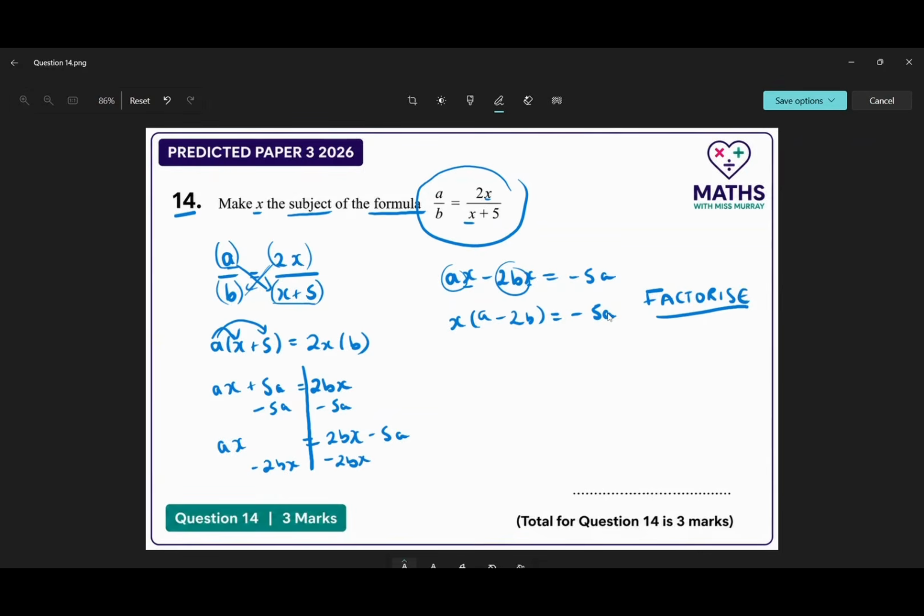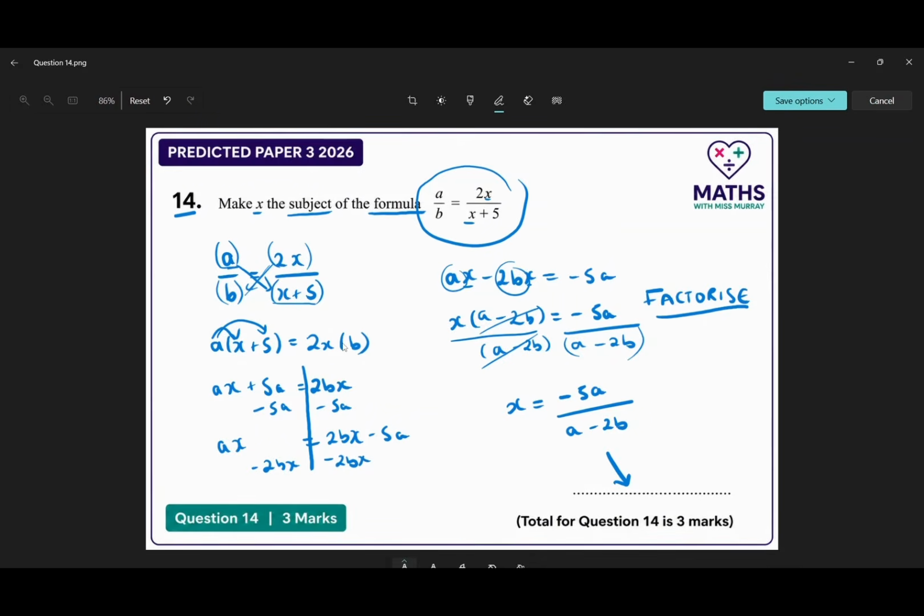So then I can get rid of this whole bracket because it's multiplying, and the opposite of multiplying by a bracket is to divide by that bracket, and always write it with algebra, divide as a fraction. Okay, so I'm dividing both sides. That then cancels that out. That leaves me with x, which is what I want as the subject, negative 5a over a minus 2b. And that is the answer. That's not a very good arrow, but you get the idea. That is the answer that I would put here for 3 marks.